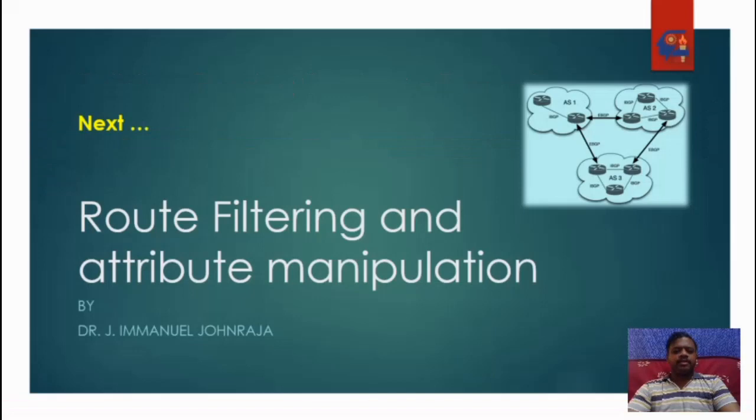Well, that's all for this session. I am eagerly waiting to meet you during my another session on route filtering and attribute manipulation.